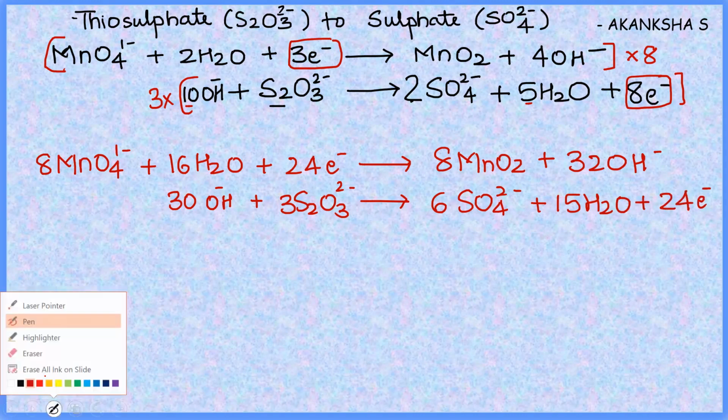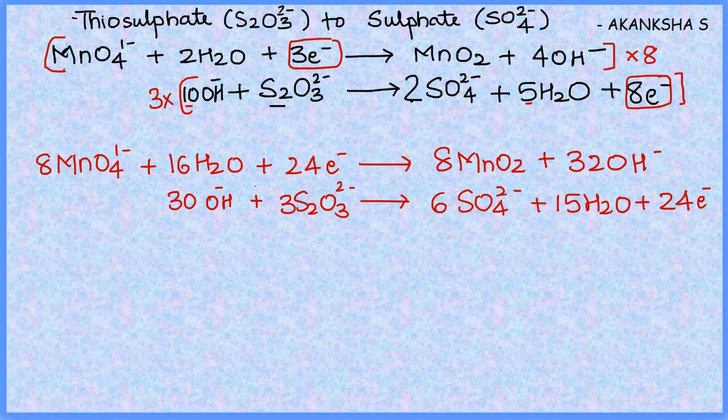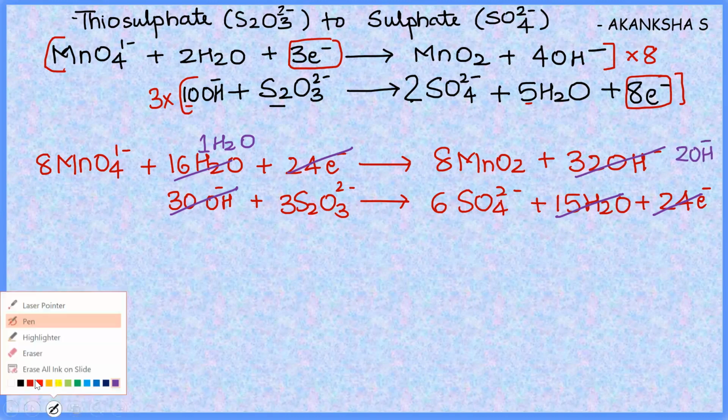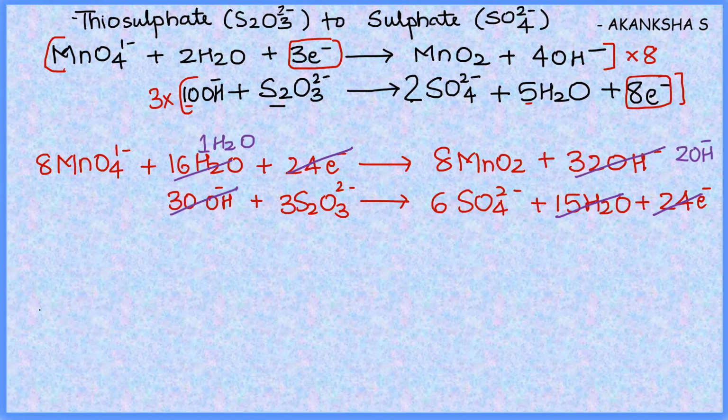Now let's see what things can be cancelled out and how we can go about it. Okay, first of all, 24 electrons cancelled. 15 H2O, 16 H2O, 1 H2O pending, right? 30 OH minus, 32 OH minus, 2 OH minus pending. So opposite sides, whenever we have now, we can cancel them out.